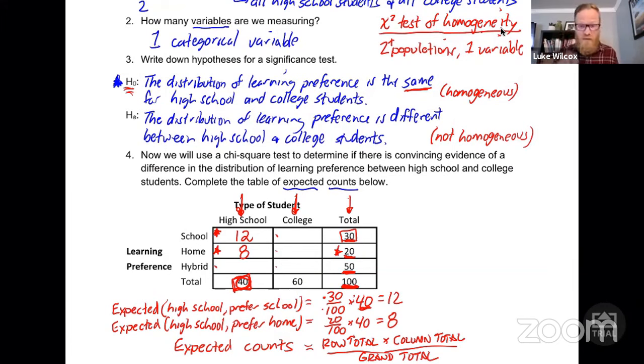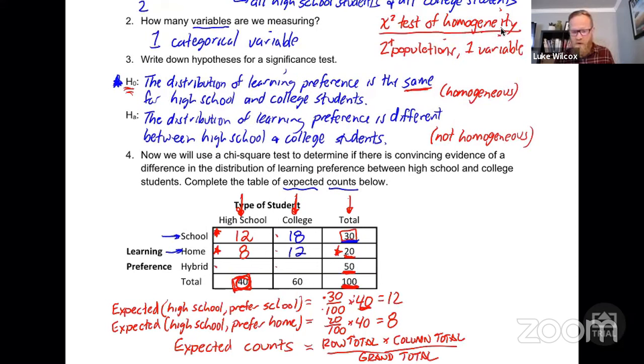Well, we've calculated 2 of the expected values already. The rest of them are going to be really, really easy from here. And here's the reason why. If I just look at the first row, which would be the row of those that prefer school, I know there has to be 30 total. And I know 12 of them come from the high school. Doesn't that mean that the other 18 have to come here? Just 30 subtract 12? And can I do that same thing in the next row? I know I have to have 20 total, and I already got 8 from high school. So that's telling me this expected count should be 12.